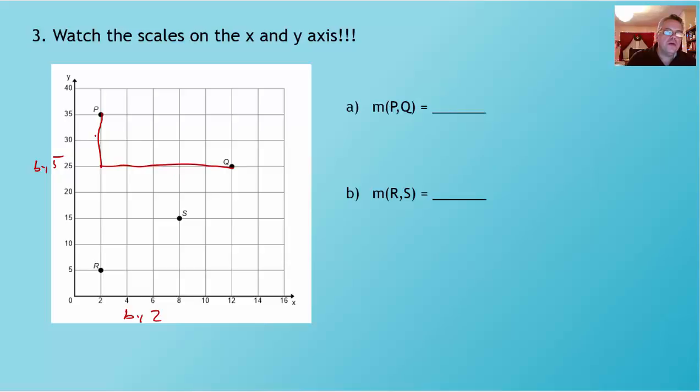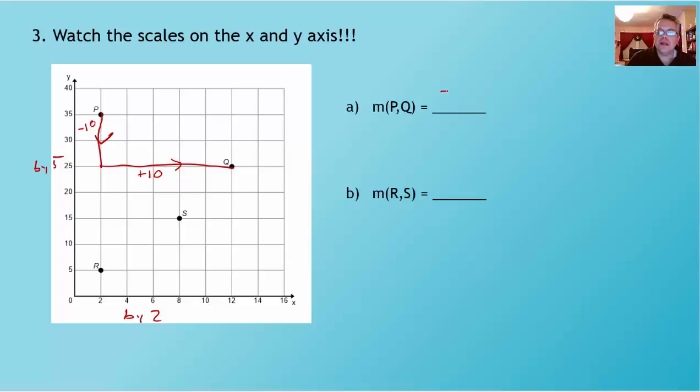Okay, so we went down 2 squares, but each square counts as 5. We went from 35 down to 25. So the rise is negative 10. And then on the x-axis, we went 1, 2, 3, 4, 5 squares, but each count is 2. So that counts as plus 10. Right? 2, 4, 6, 8, 10, going that way.